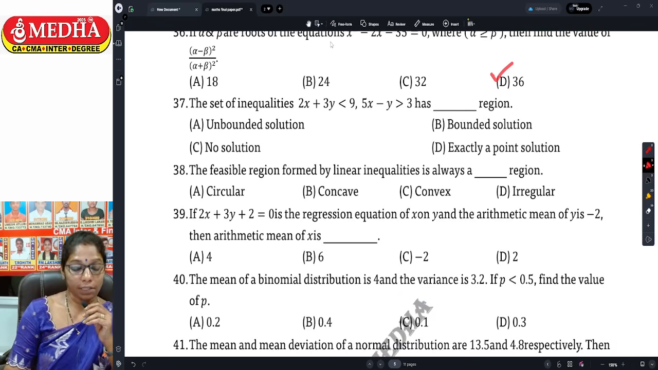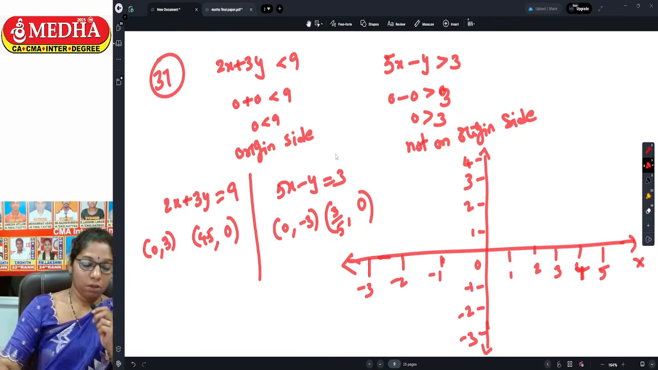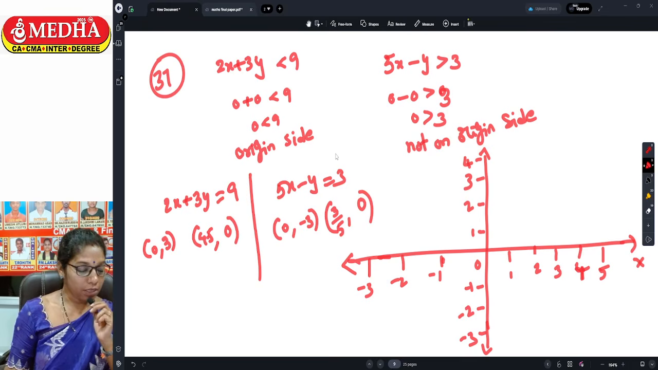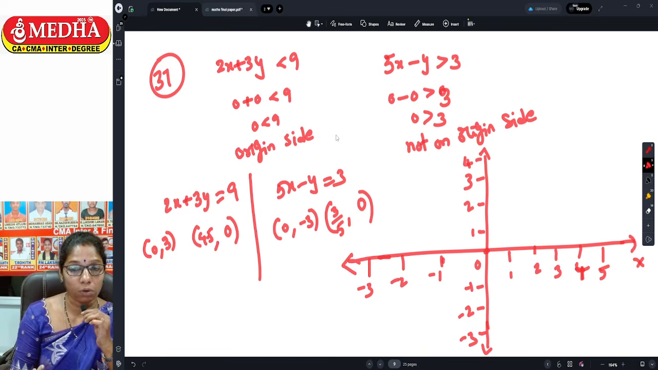Next, the set of inequalities 2x plus 3y less than 9, 5x minus y greater than 3 has a region. By solving these two inequations, we have to use a graph, use points and draw it. The region for 2x plus 3y less than 9 is found by substituting the origin. So the region is divided into two parts, the origin side or not the origin side. So first of all, substitute 0, 0 less than 9. So 0 less than 9 is the right one, that is the origin side. We have to shade this inequality on the origin side. And next, 0 minus 0 greater than 3, 0 greater than 3 is the wrong one. So it is not on the origin side. So of these two inequations, one represents the origin side, the other is other than the origin side.